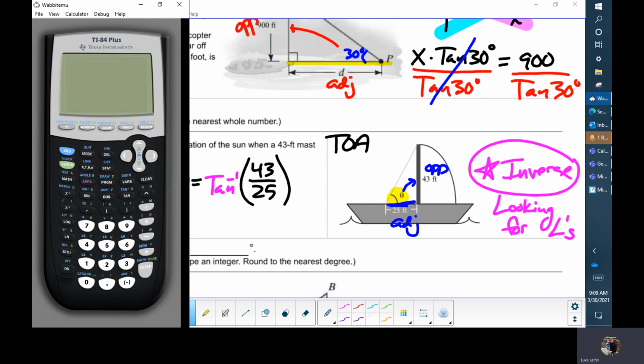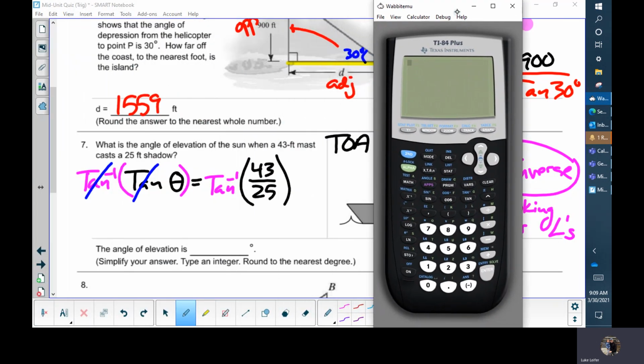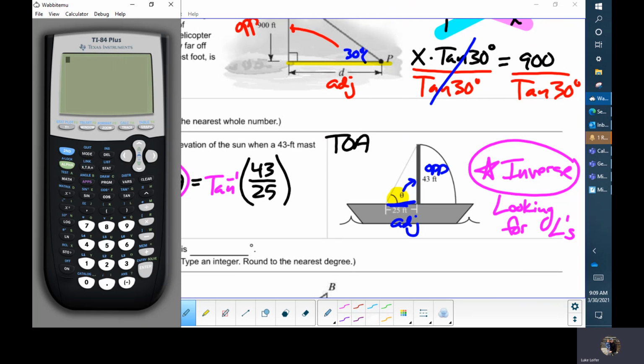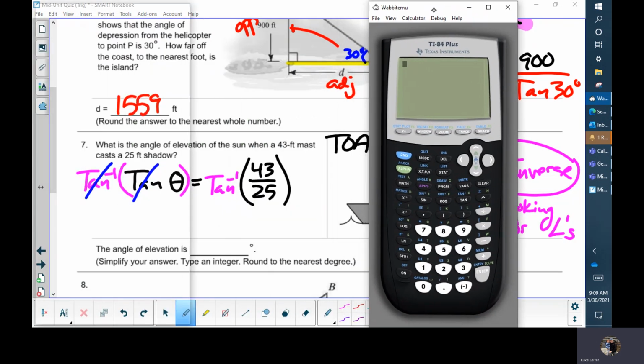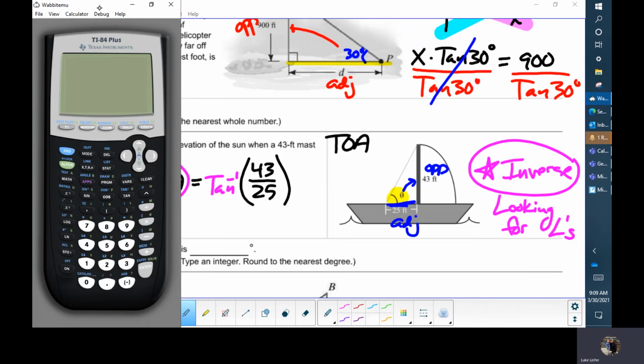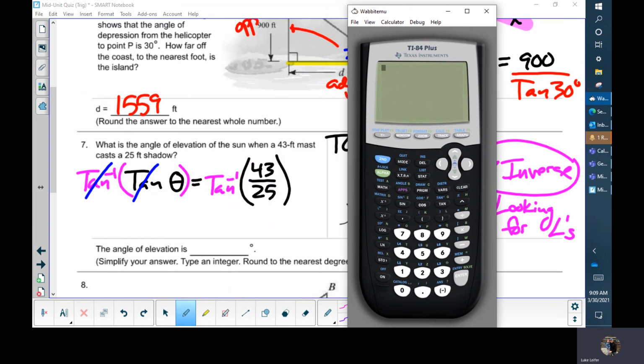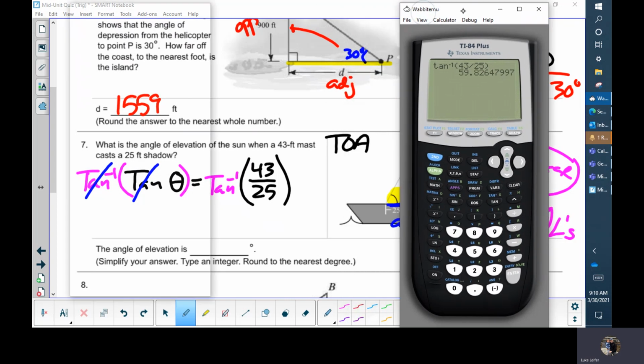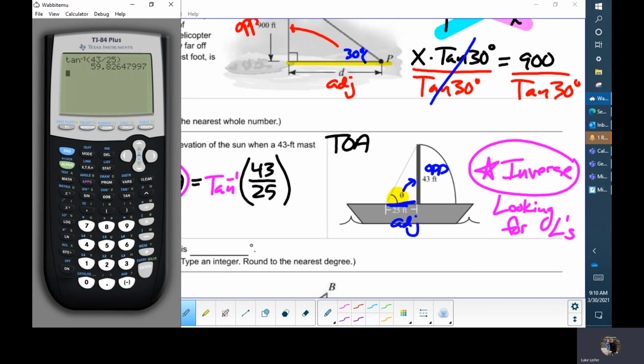So let me clear this out. Let me bring it over here. If you don't have a calculator like this, Desmos scientific is amazing. You'll notice it's in blue right above, second tan, 43 divided by 25. And there's my answer. Round to the nearest degree, so whole number. So that looks like 60 degrees.